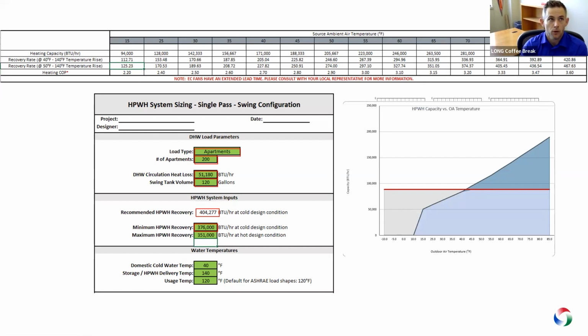Okay, well, what if we were designing to 0 degrees or even lower? We would need to make that up with some sort of electric resistance, something like that. Okay. All right, let's move on to our maximum heat pump water heater recovery.